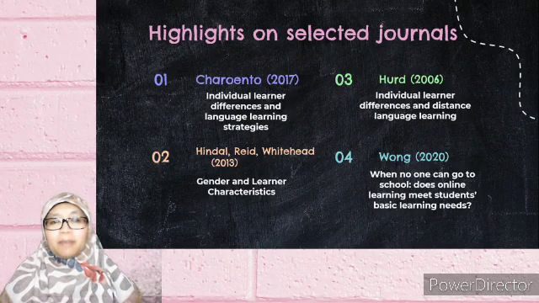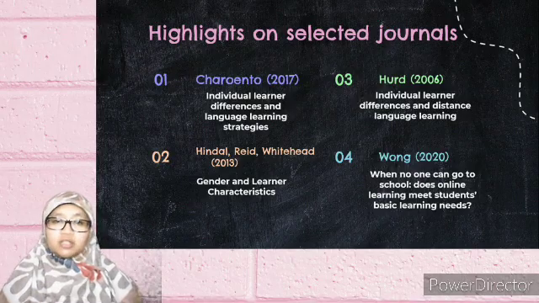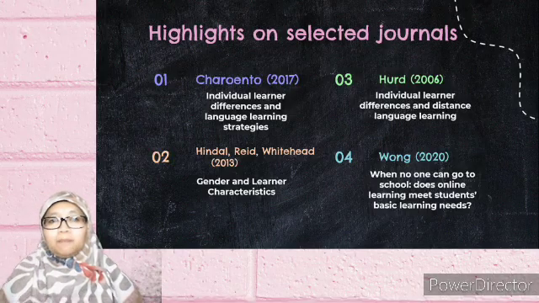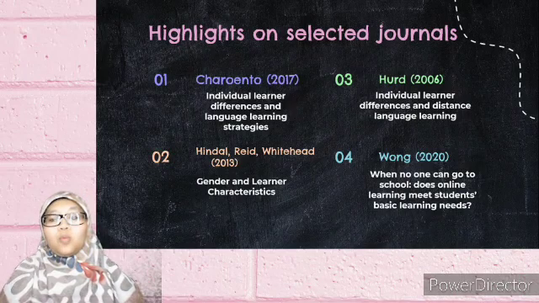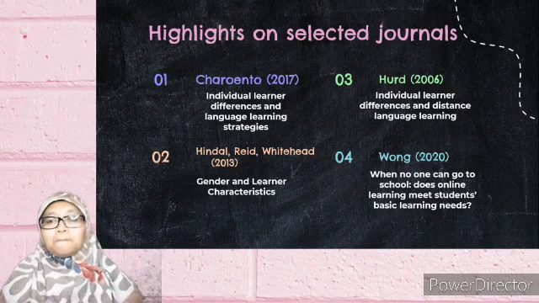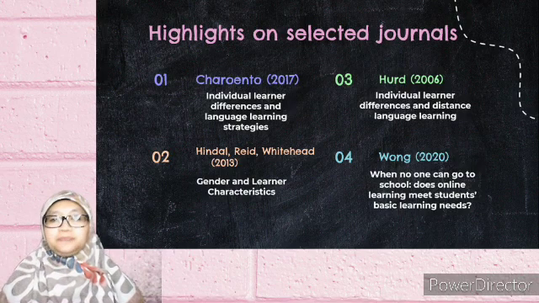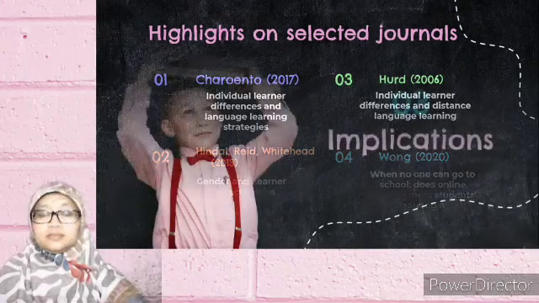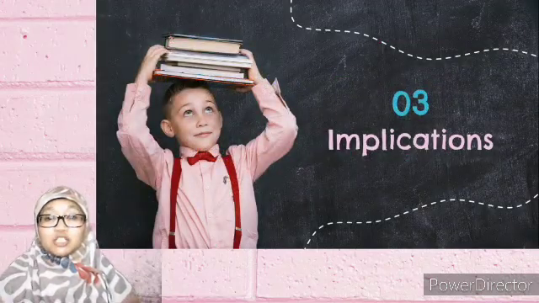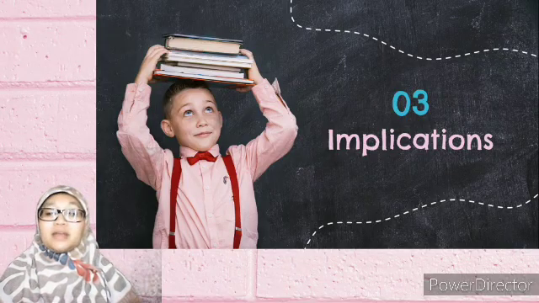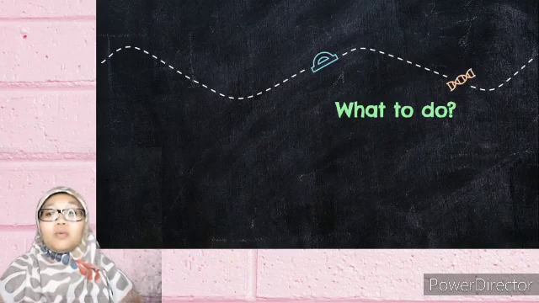Because of the COVID-19 pandemic outbreak, the traditional face-to-face teaching mode changed into the online mode. So of course, it has a lot of impact, and in this case, Wong wanted to analyze the basic learning needs of the students that match with online learning. The last section is the implication. After teachers know about the learner's characteristics and variables, the next question is what to do.